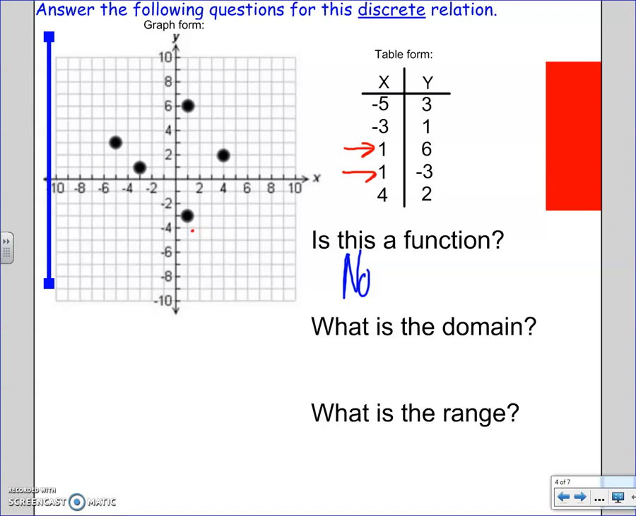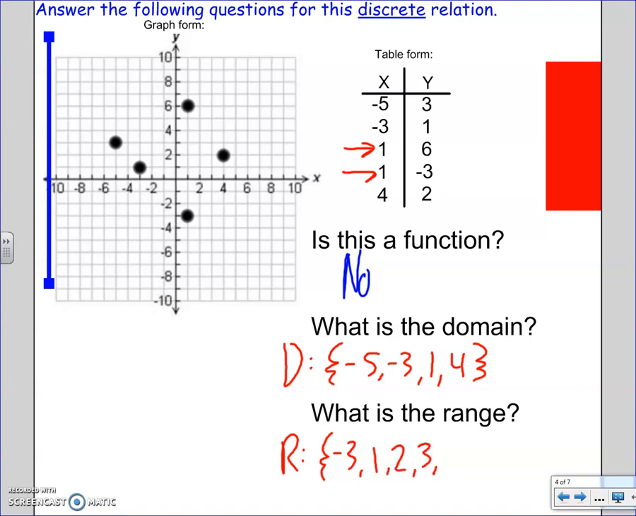Alright, what is the domain? We have to list all the x values used. So the domain is, we have -5 for x, -3 for x, 1 for x, 4 for x. And it's a repeat, you can write it twice, but you don't need to. For the range, we list all the y values because it's discrete. It doesn't matter the order, but you should be nice and go in order. So -3, then we have 1, then we have 2, then we have 3 and 6. Those are all the values used for y.